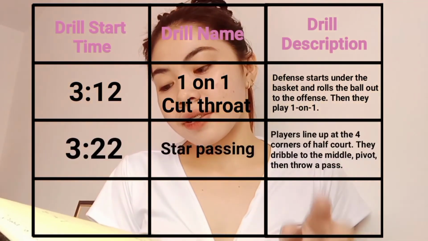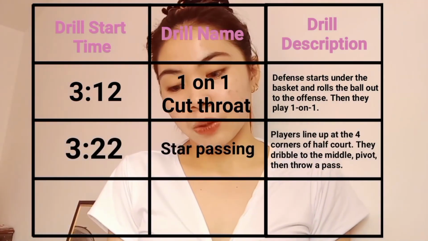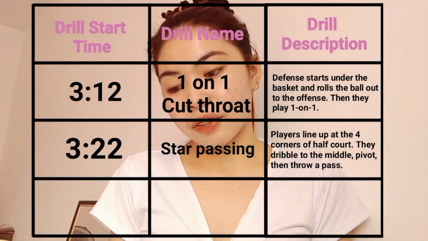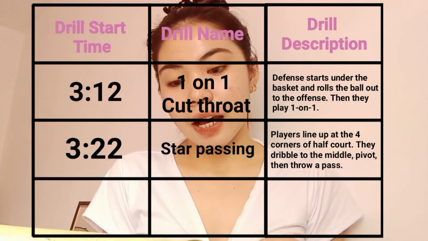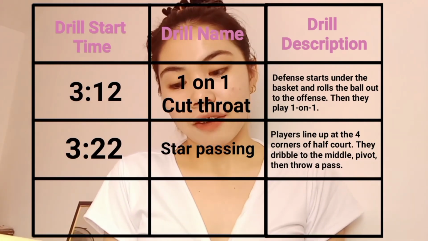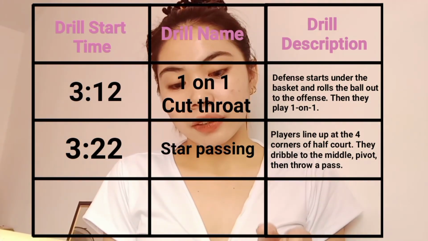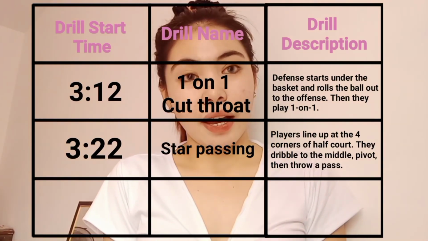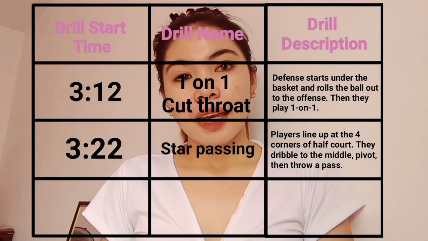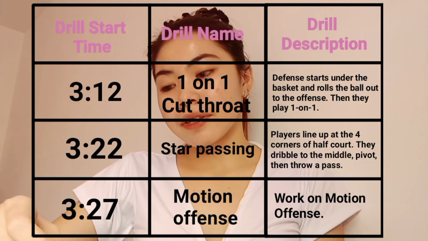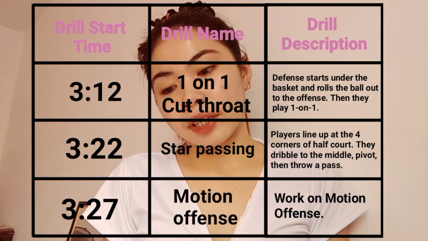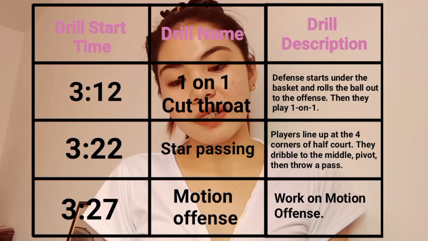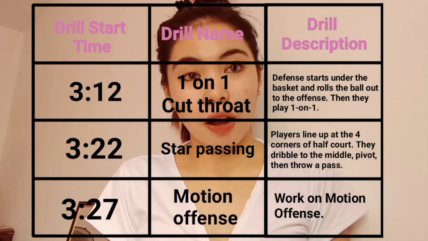Next is start time at 3:22. Drill name is star passing. The description is players line up at the four corners of half court. They dribble to the middle, pivot, then throw a pass. Then next is start time at 3:27. The drill name is motion offense. The drill description is work on motion offense.